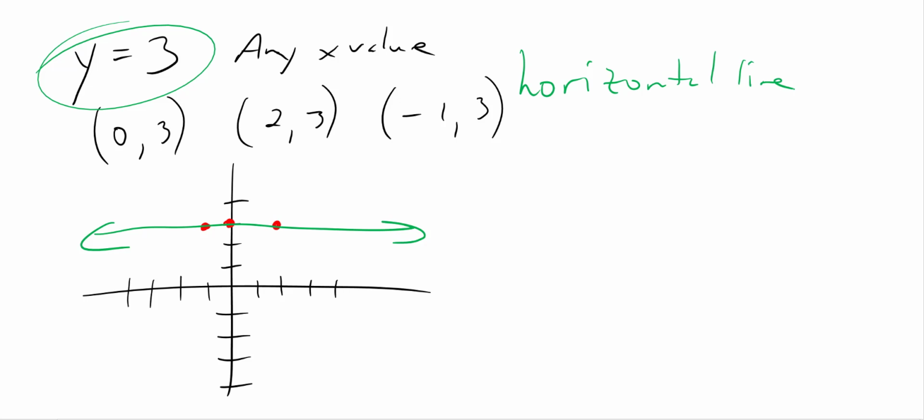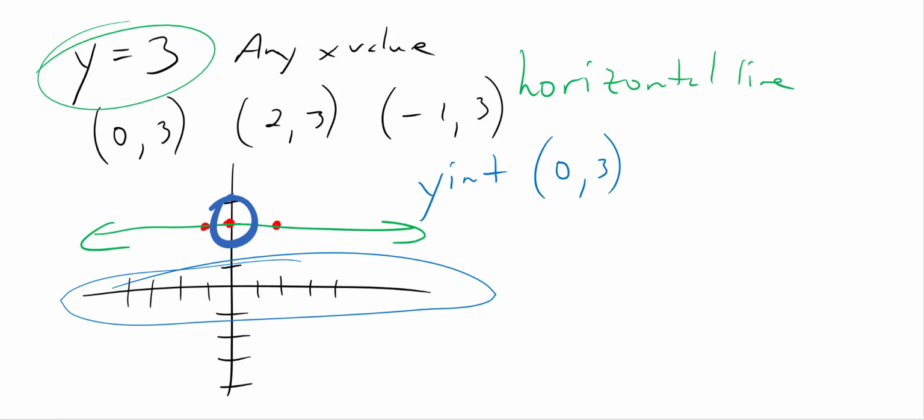Okay, so again, my question to you is, where is it crossing the y-axis? What is the y-intercept? And you should say, oh, that's the y-intercept right there. So the y-intercept is 0, 3. It's crossing at 0, 3. Where's the x-intercept? Where is it crossing the x-axis? Well, it's not. So x-intercept is none.